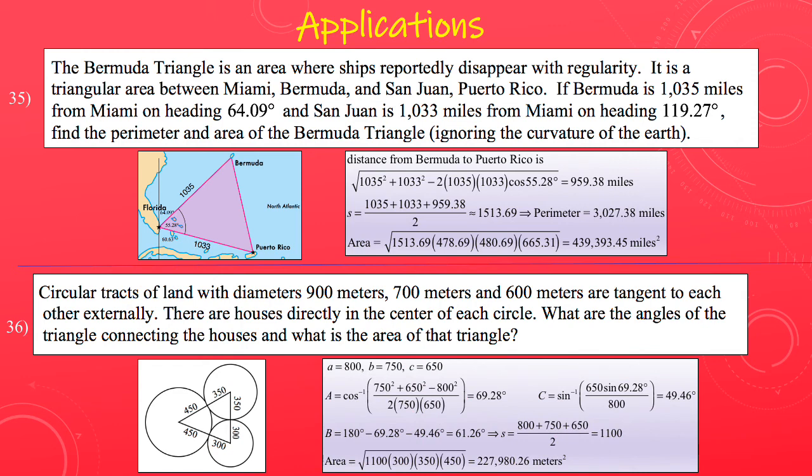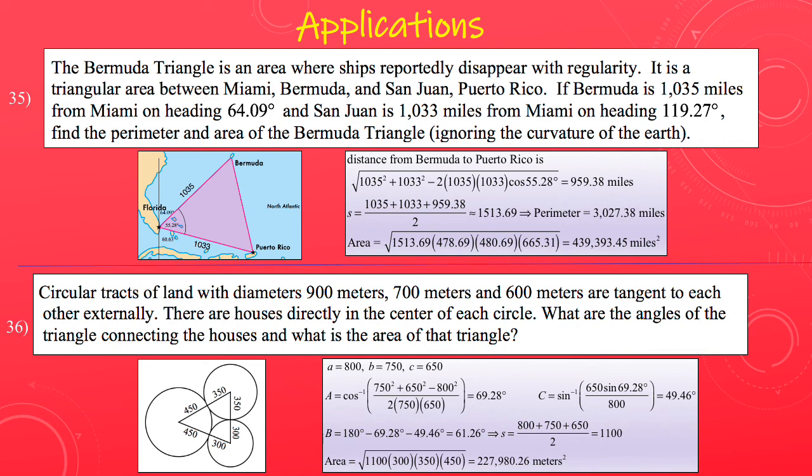We will label our sides to be A equals 800, B equals 750, and C equals 650. And therefore, angle A is equal to, by the law of cosines, the inverse cosine of (750 squared plus 650 squared minus 800 squared) over (2 times 750 times 650), and that gives us 69.28 degrees.